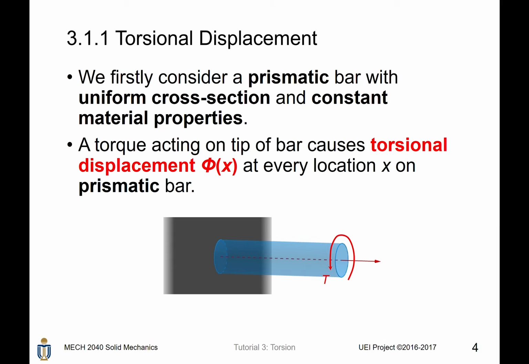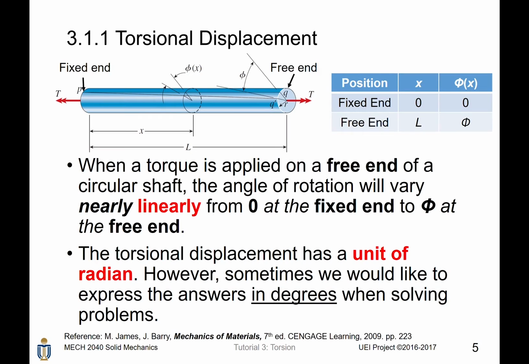So we first consider a prismatic bar with uniform cross-section and constant material properties, which is the shear modulus. A torque acting on the tip of the bar causes torsional displacement phi(x) at every location x on this prismatic bar. First, let's consider this prismatic bar. We fix one of the ends.